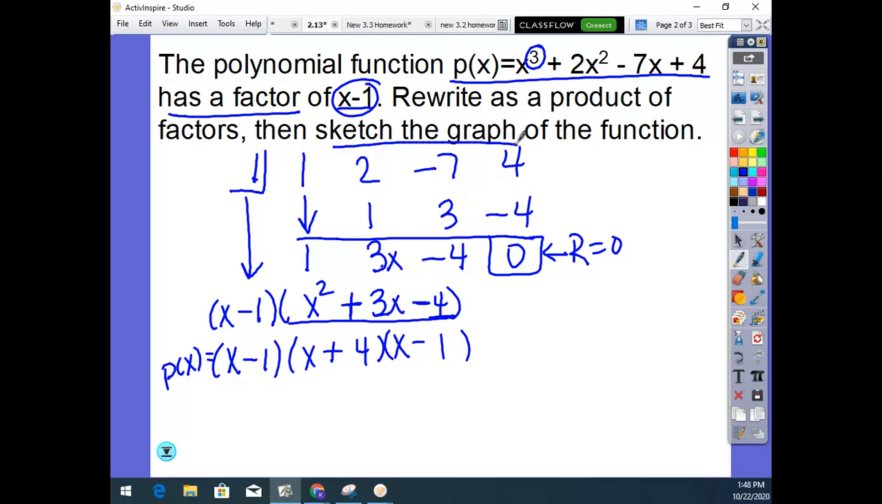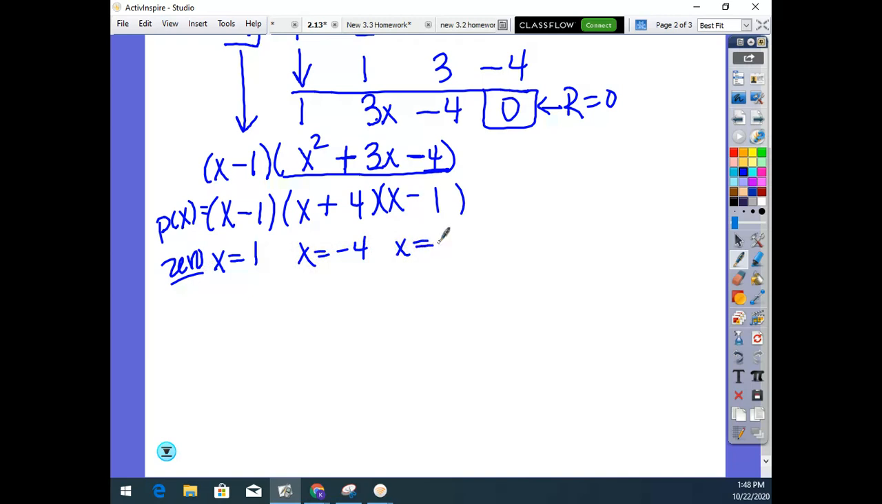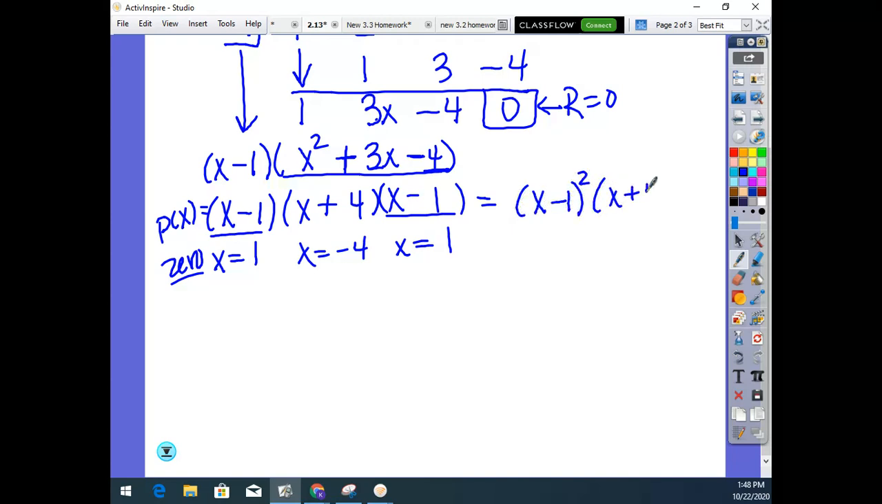If I want to sketch the graph, I need to find my zeros. x equals 1. x equals -4. x equals 1. Do you notice, this will be important, x minus 1, I have 2 of them. Do you see that that would mean the x minus 1 is squared times x plus 4? Remember, what does it mean when we square? It's going to bounce. It's going to bounce off this 0.